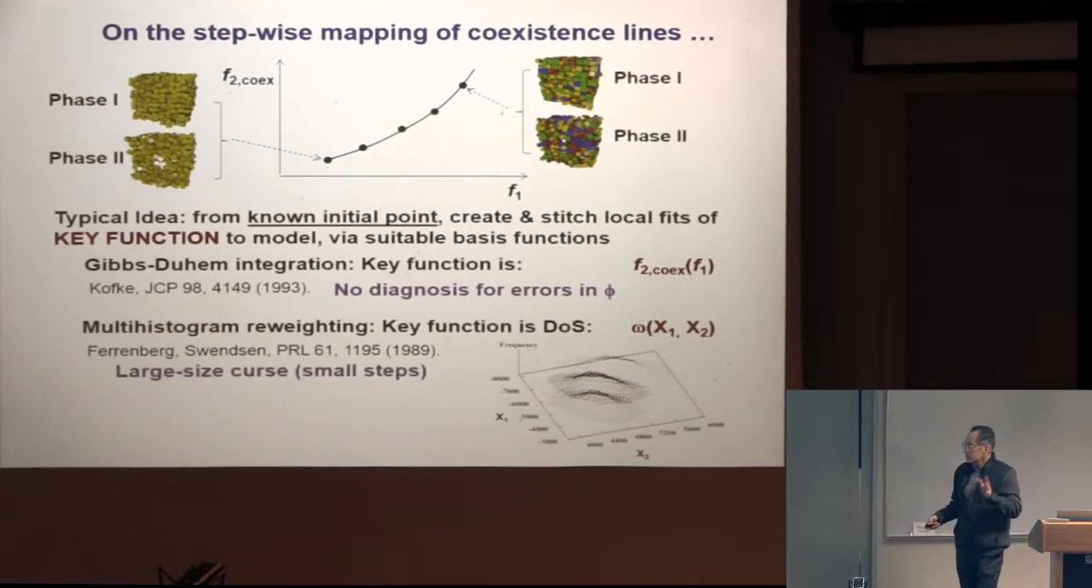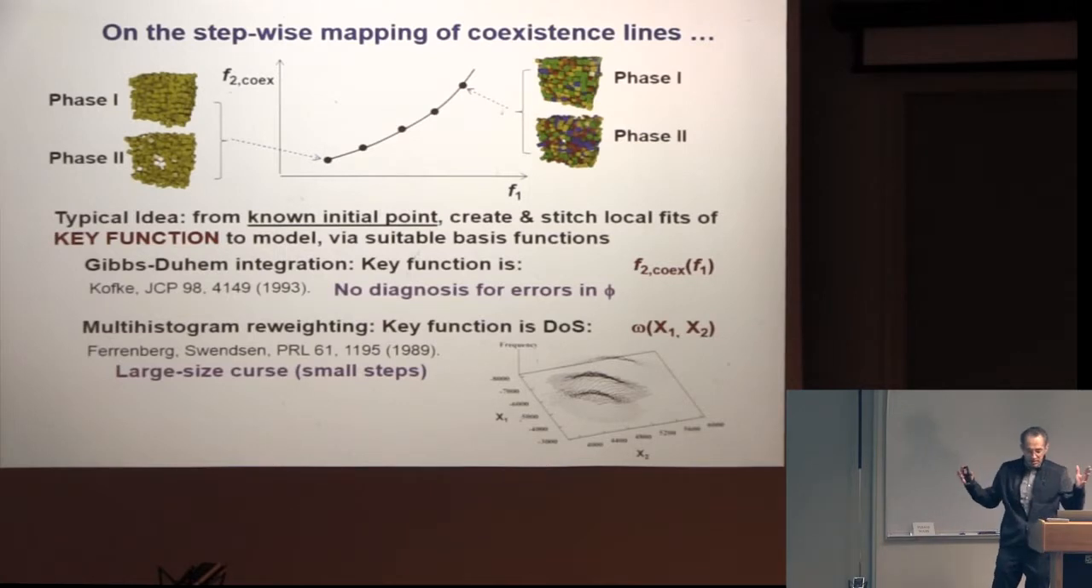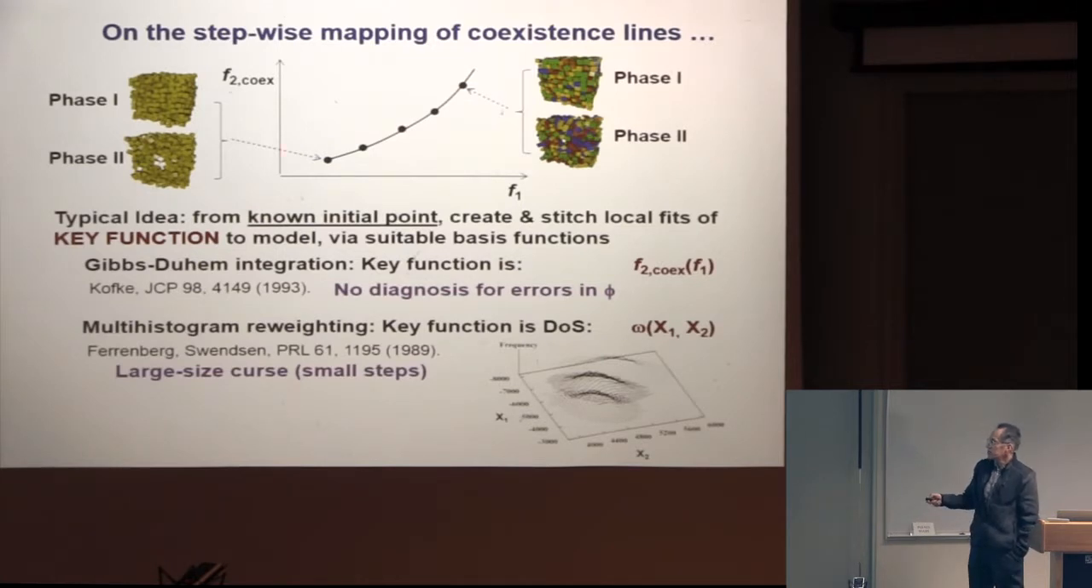That's known in the field as the curse of large system sizes. So if your system is small, you're happy. If it's very large, we need very, very many more steps to be able to cover some range of F1s. So there is that problem there. So what they wanted is a method that doesn't have these pitfalls.